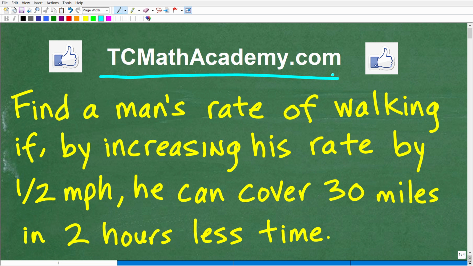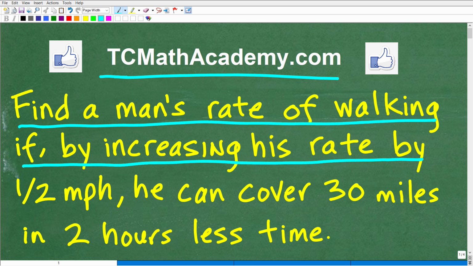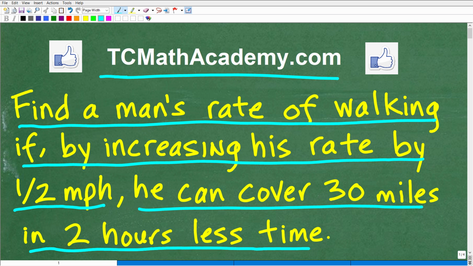And of course, we want to first start by reading the problem. So let me go and do that for you. It says, find a man's rate of walking if by increasing his rate by 1/2 miles per hour, he can cover 30 miles in 2 hours less time. Okay, so this is the problem, all right? And feel free to use a calculator.